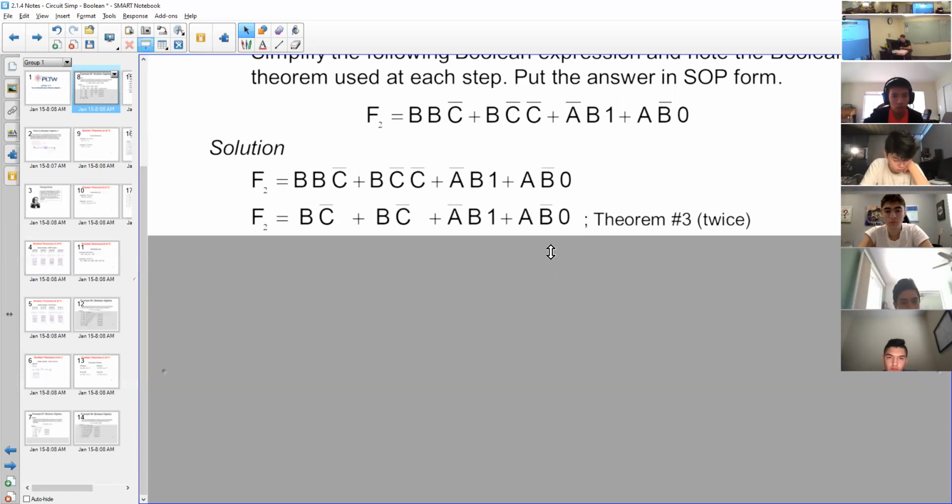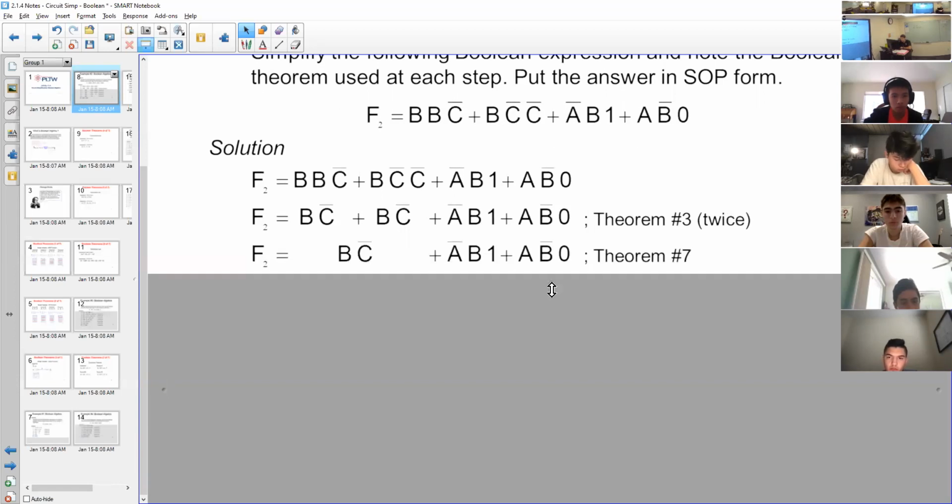All right. Again, the order doesn't matter, but they've chosen next to go to theorem 7, which says if you have two things that are the same and you're adding them together, they just become the thing. So we've got B not C plus B not C. Those are identical and they're being added. So we can just write B not C. We don't have to have it on there twice. Because in a circuit, that would be B not C or B not C. Well, they're the same, so it doesn't matter. So they chose to simplify that one first.